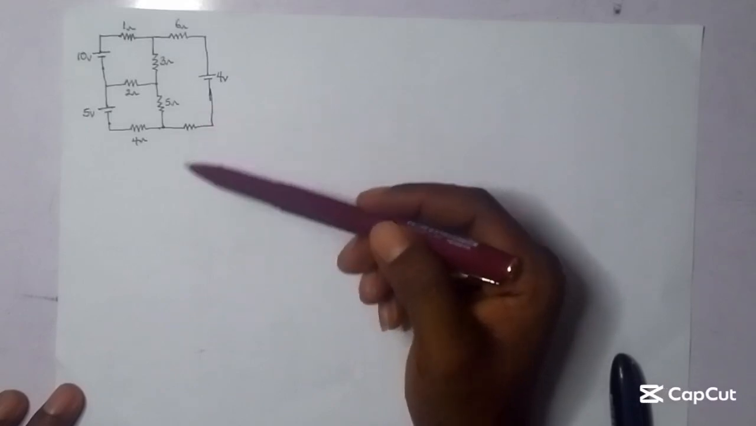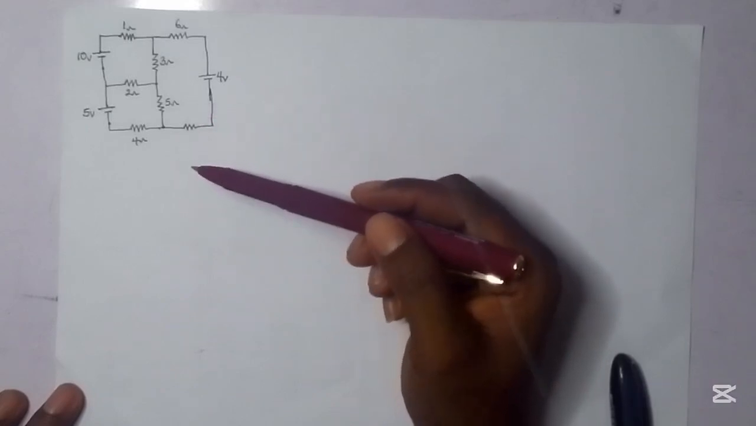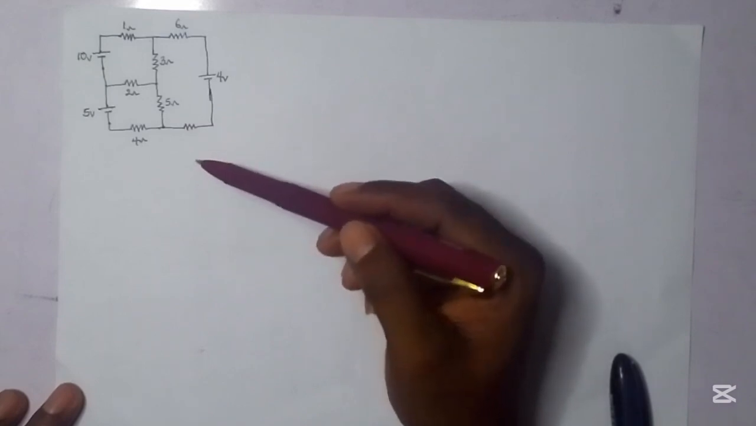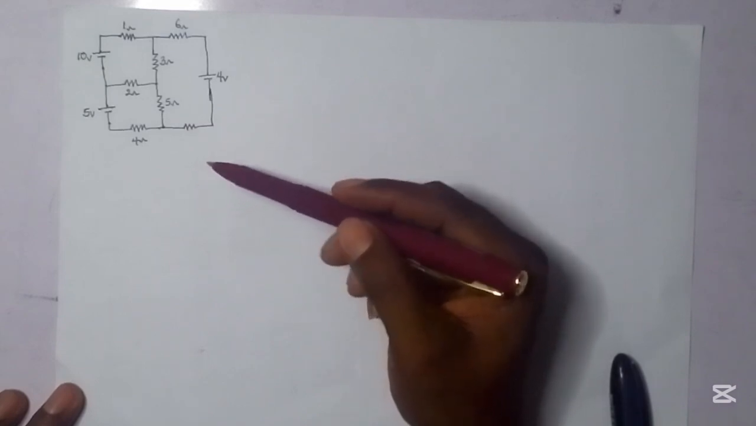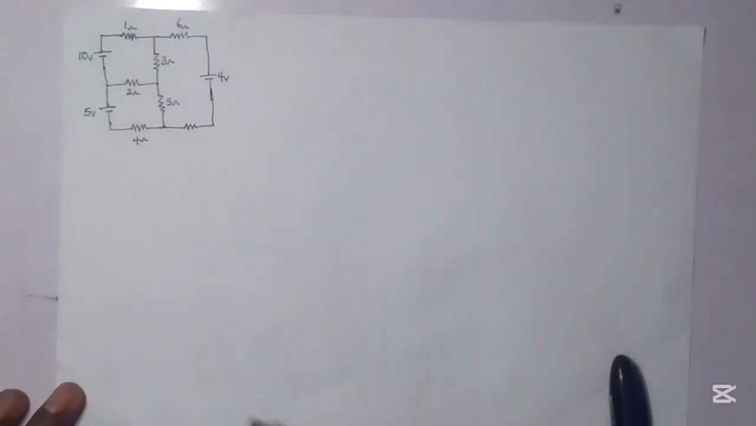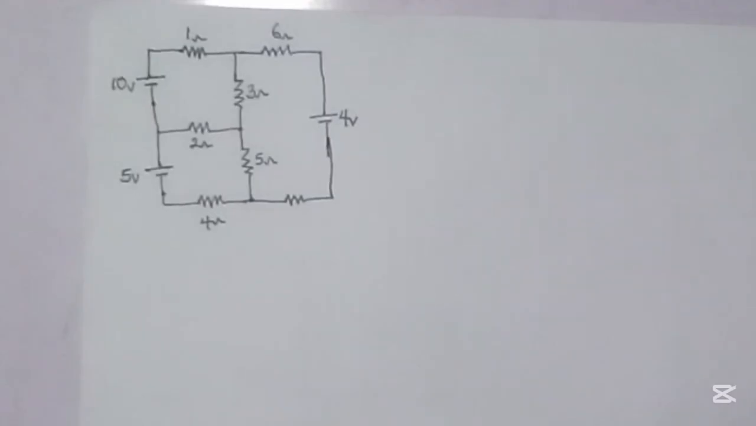Mesh analysis, which is also known as the mesh current method or loop analysis, is a circuit analysis technique used to determine unknown current values in a planar circuit by applying Kirchhoff's voltage law. Number one, you're supposed to identify the meshes in the circuit.